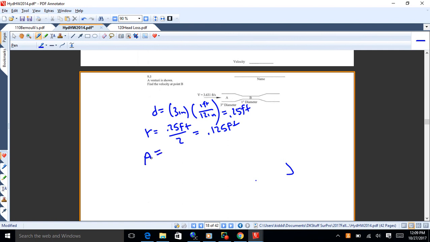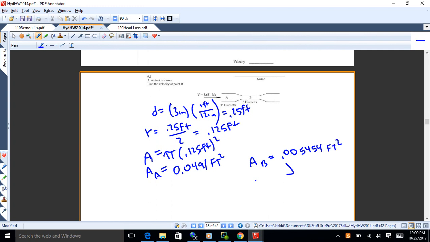And then the area is pi times the 0.125 feet squared. So that'll get you A1, and that's 0.0491. And then you can do a similar thing. Actually, we call that A sub A, I guess. There we go. Now, you can do a similar calculation there and get A sub B, 0.005454 square feet, okay?